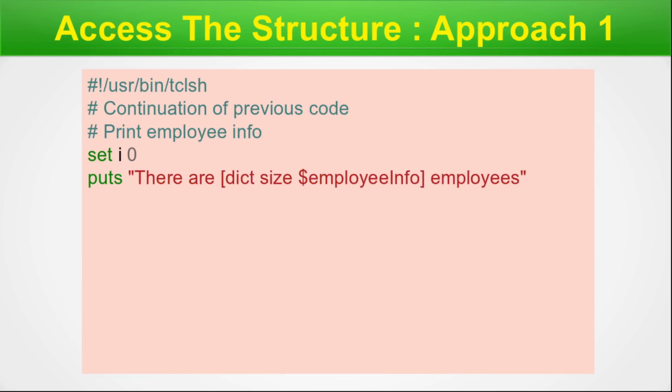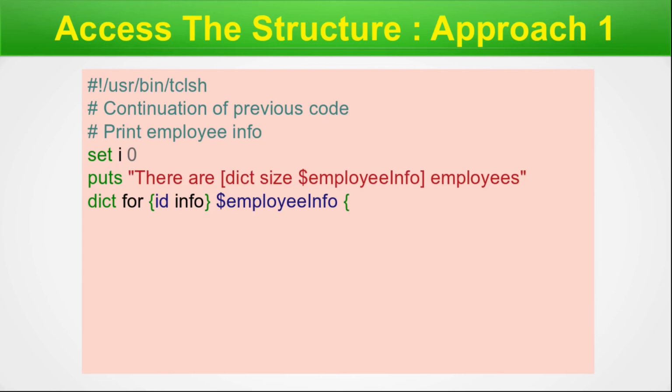We are directly using dict size to check the dictionary size, how many keys are present, or how many actual pairs exist, with dict size directly inside the square bracket, and we are printing directly inside the puts. Then we are using dict for, with a short list of two variables, that is id and info.